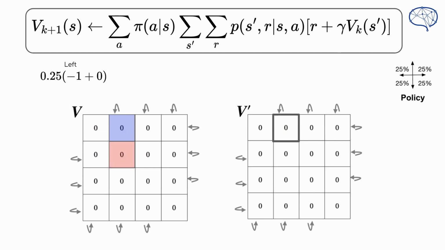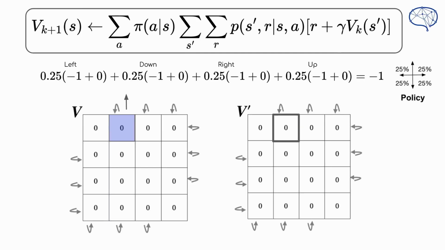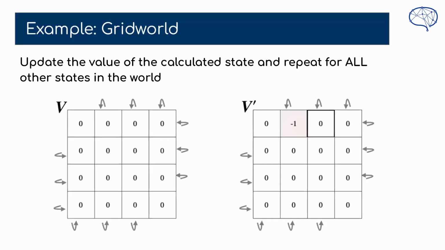Now if we go down, it's actually the same thing. Same thing if we're going right and going up. So when we calculate all of that, we get a value of -1. And this -1 becomes your value of that state after 1 iteration. And now we rinse and repeat for all the other states as well. When you're calculating the rest of the iterations, you just use your previous values. You don't use the new ones that you calculated.